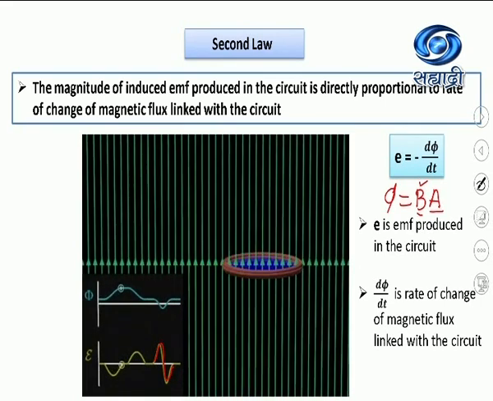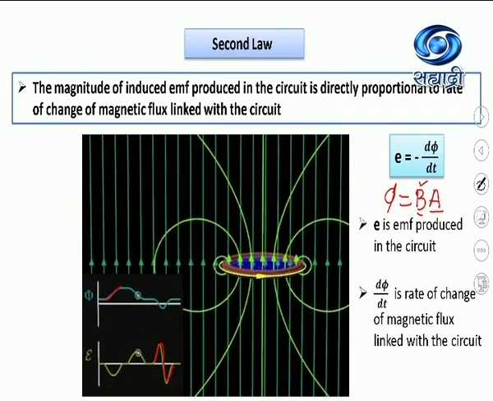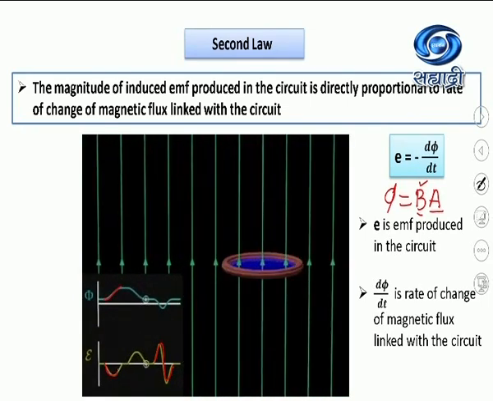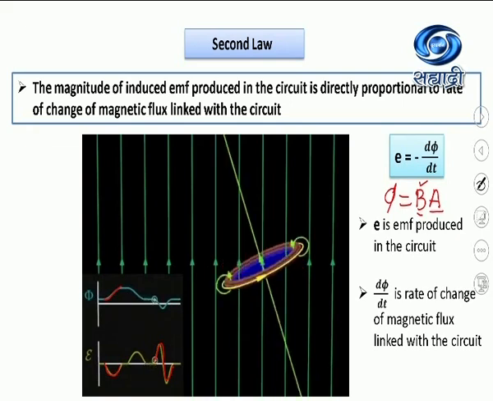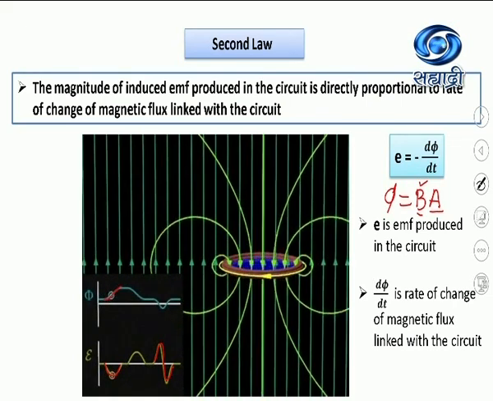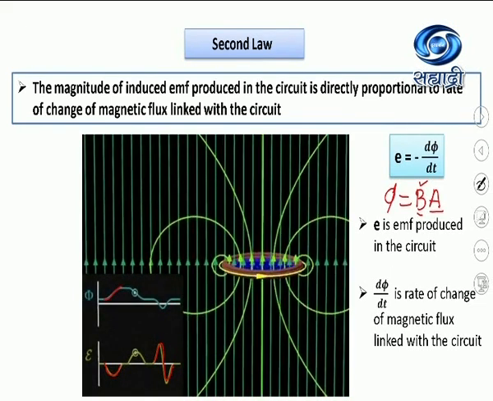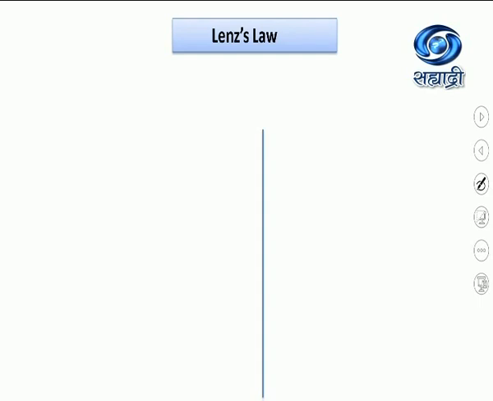Whereas when you are only changing the strength of the magnetic field, at that time the flux increases. When the flux increases, EMF is induced in order to oppose it. So these things can be cleared with the help of this animation. The second law states that the magnitude of the induced EMF produced in the circuit is directly proportional to the rate of change of magnetic flux linked with the circuit.